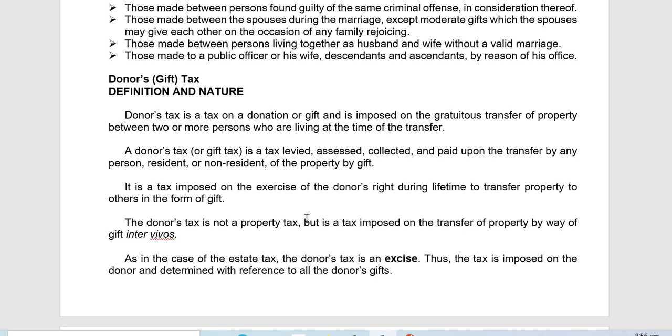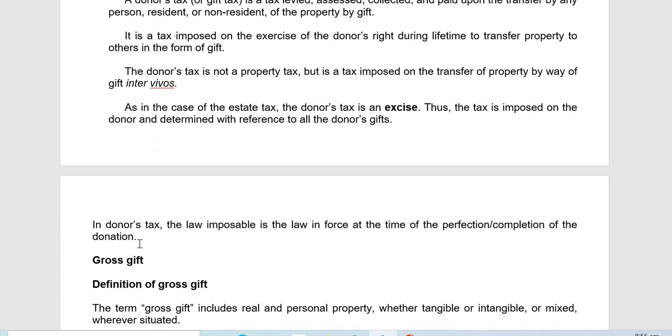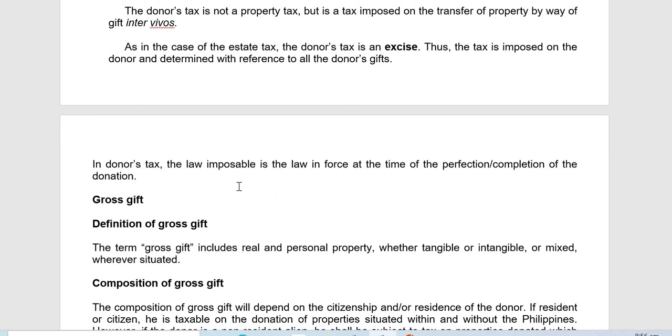As in the case of estate tax, the donor's tax is an excise tax. So we've said kanina, donor's tax is also an excise tax. But the tax is imposed on the donor and determined with reference to all the donor's gifts. So, yung taxan is ang donor itself. Kinsa ang donor, siya ang magbayad og tax. In donor's tax, the law imposable is the law enforced at the time of the perfection, completion of the donation. So, mag-take effect siya upon perfection and completion of the donation.